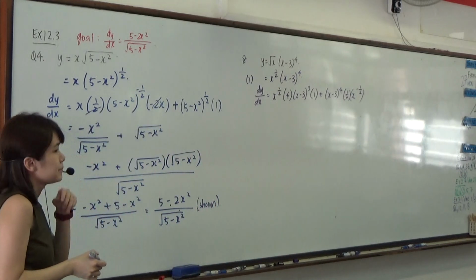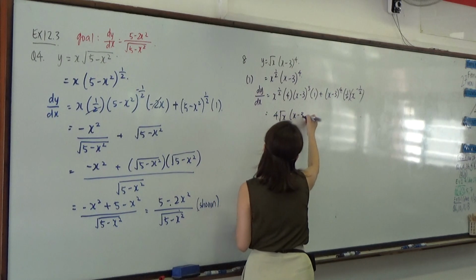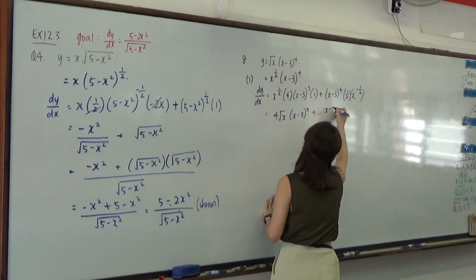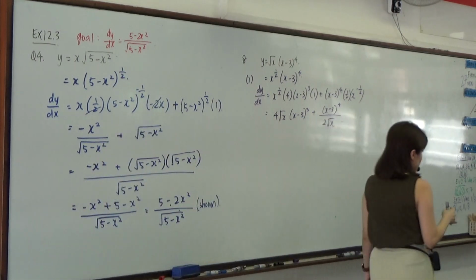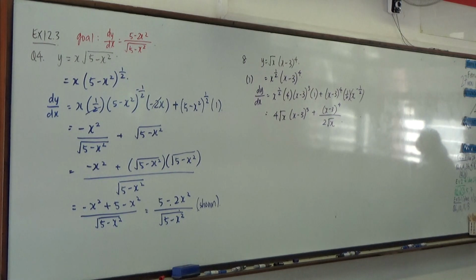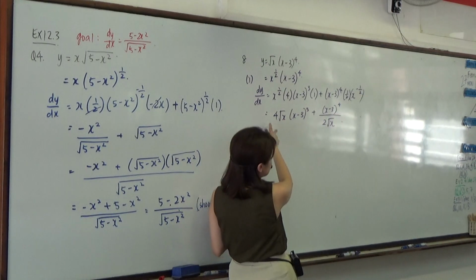Then after that, simplify. You may leave your answer at this if you want to. There's nothing wrong with it, but let me do a quick check of what your textbook has. This is question 8. What your textbook has is a single fraction. So if you want to leave it like that, it's okay.